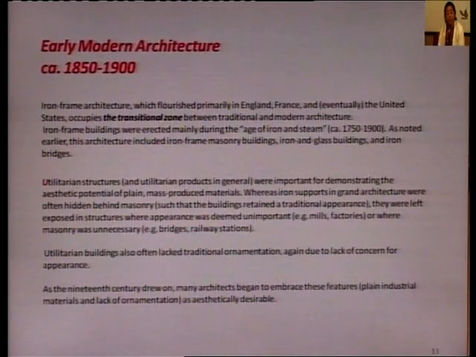Another development during the Industrial Revolution is that people were not looking at fanciful architecture, they were looking at utilitarian structures. What do we mean by utilitarian structures? Utilitarian structures are those that are largely to do with the functional component of architecture, which means we are not really looking at the aesthetic potential of architecture. We are not looking at the beautification of architecture. We are largely looking at mass-produced materials that can be used to build quickly.